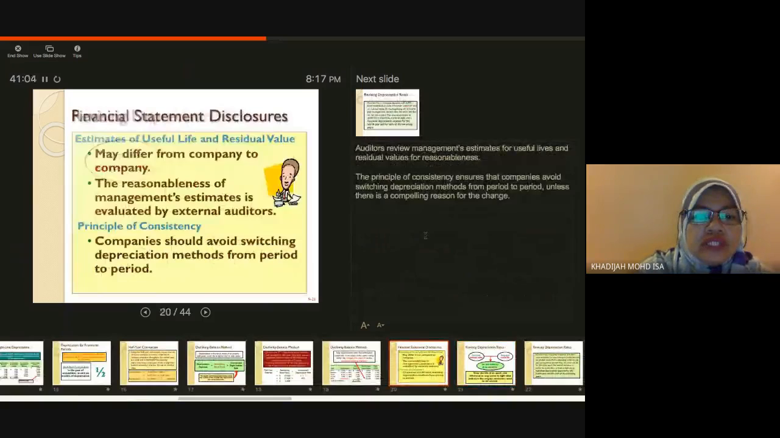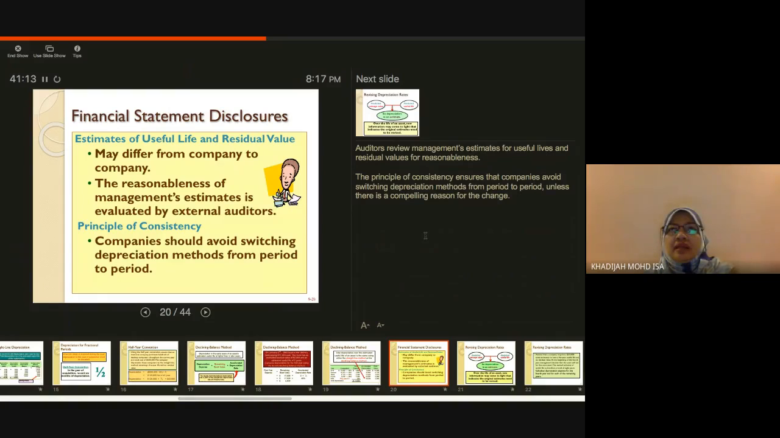Disclosure. When we talk about disclosure, it means that in the financial statement you have to disclose anything that is inconsistent, for example. In this case, related to the plant and assets, the estimate of useful life and residual value may differ from company to company. The reasonableness of management's estimate is evaluated by external auditors. For example, you have a machine and you say the salvage value is 2,000 after 5 years. How did you get that 2,000? It must be based on some kind of estimate, and that estimate must be accurate. The auditor has to ensure that the estimate is reasonable; only then can they accept it, otherwise they cannot simply accept whatever estimate is given by the company.